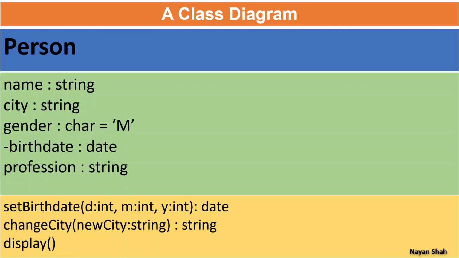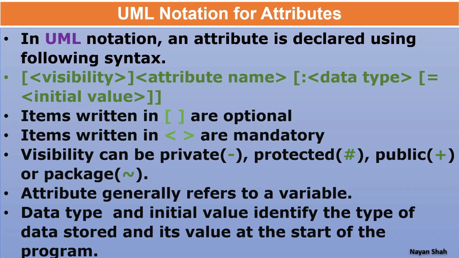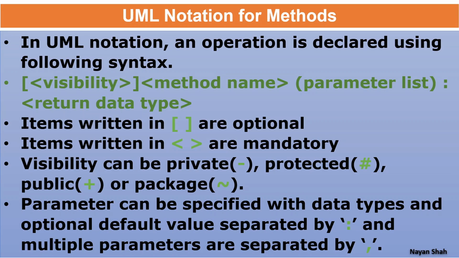As you can see here again, once again, gender, character is equal to M. So data type is character and initial value is M. So these are the notation for attributes. Similarly, we have notation for methods. You know that every class or object is made up of two things mainly. The name of the object is there, of course, but the rest of the two things are attributes and methods.